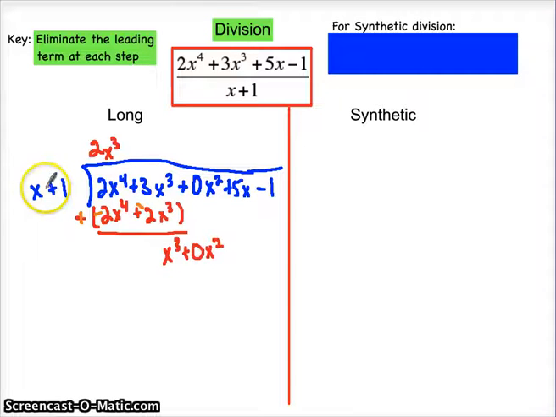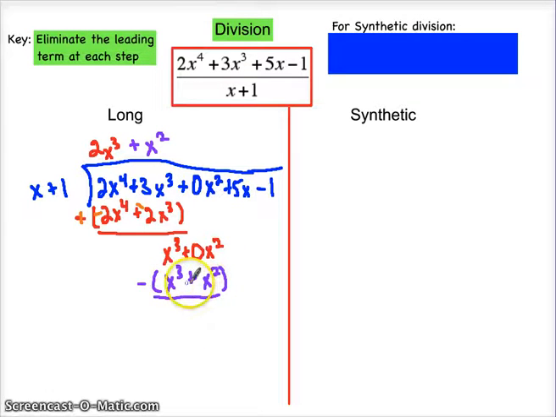So this time we want to turn x into x to the third, so I'm going to use an x squared. X squared times x is x to the third. X squared times 1 is 1x squared. Don't forget that we're going to subtract. So x to the third minus x to the third disappears. 0 minus 1 is negative x squared. And bring down your next term.